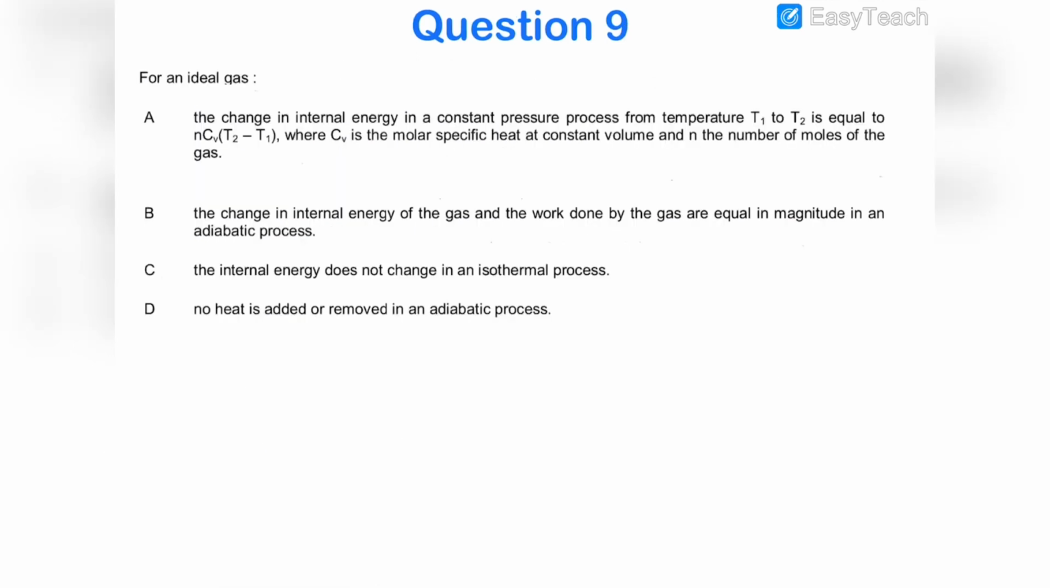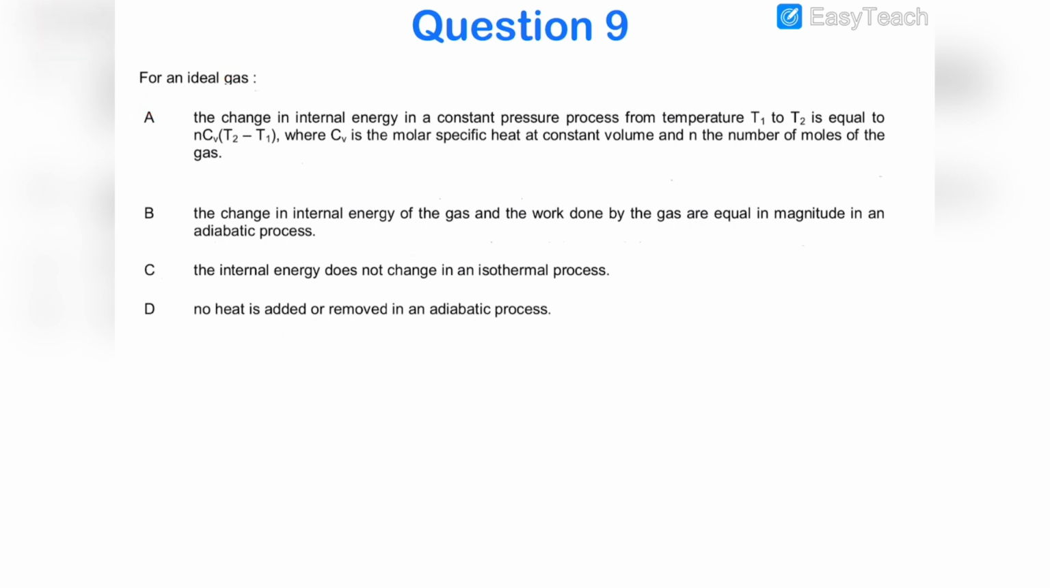In this question, you can see that we have to choose the correct option. For an ideal gas, the change in internal energy in a constant pressure process from temperature T1 to T2 is equal to nCV (T2 minus T1), where CV is the molar specific heat at constant volume and n is the number of moles of the gas. So this is absolutely correct.